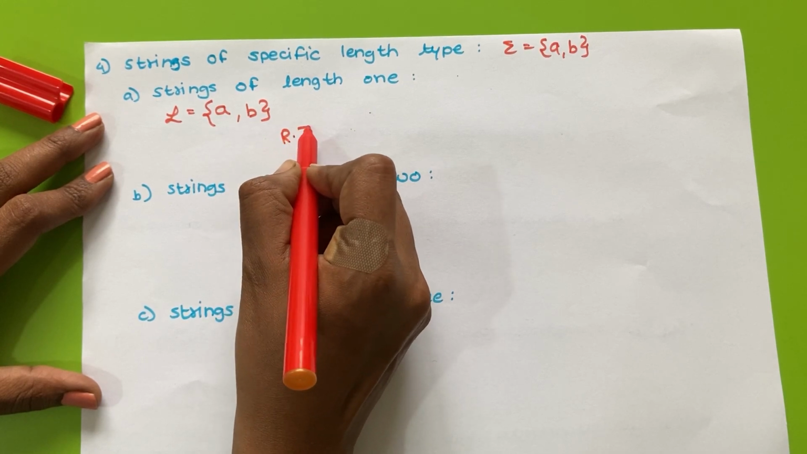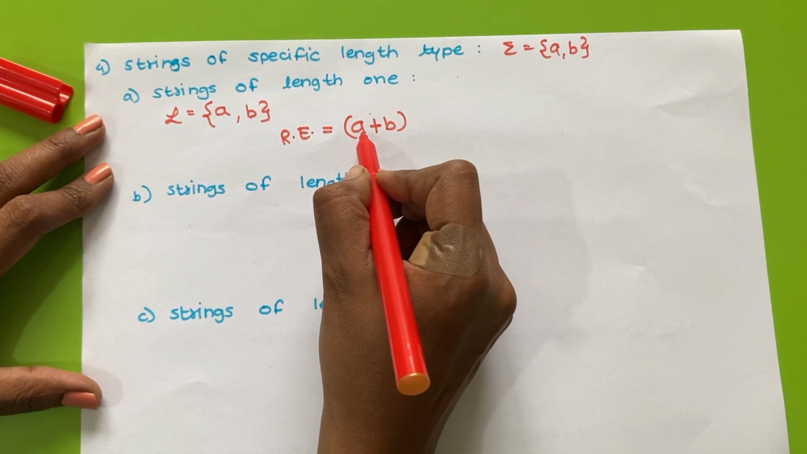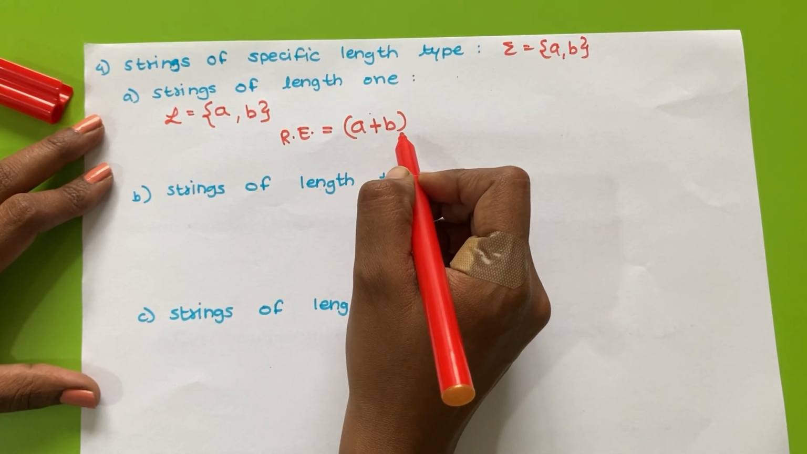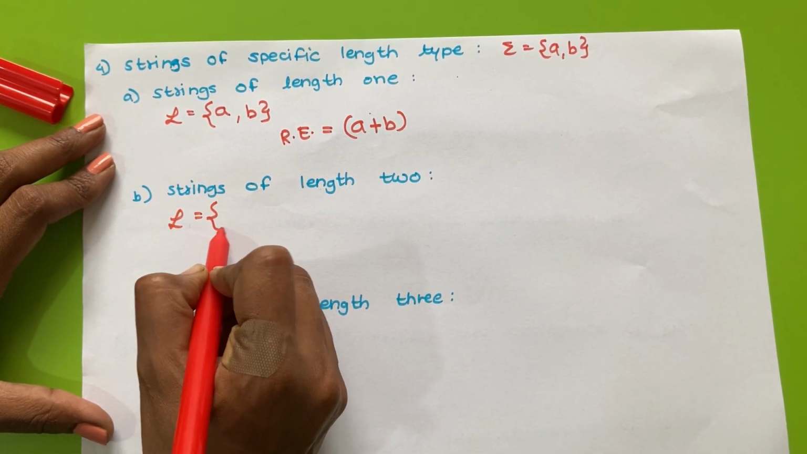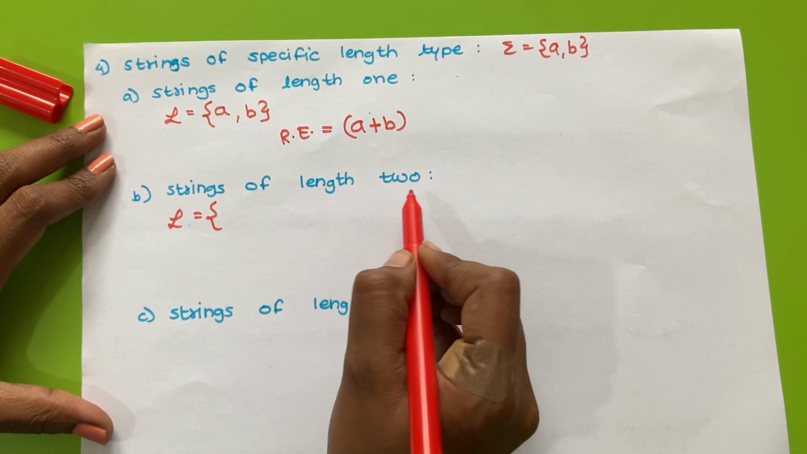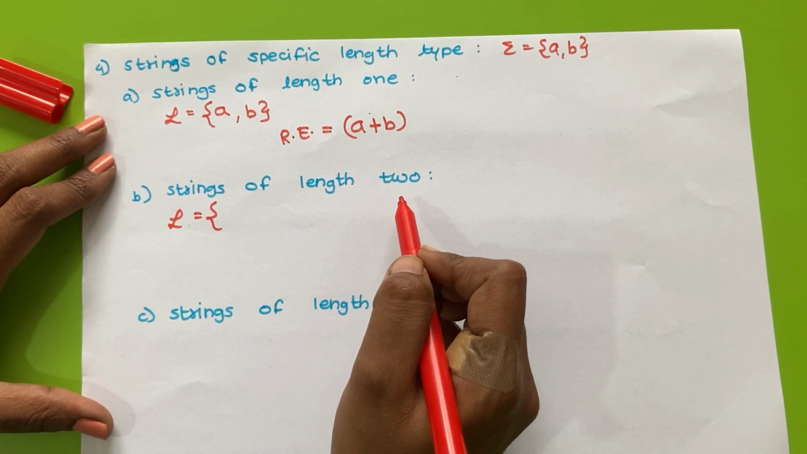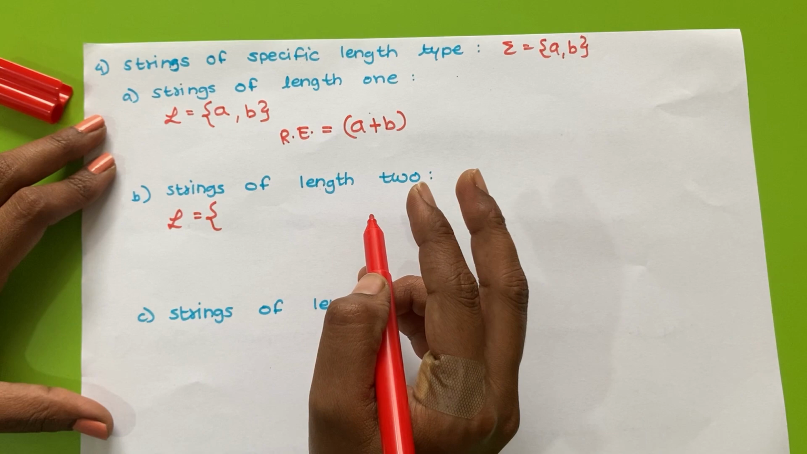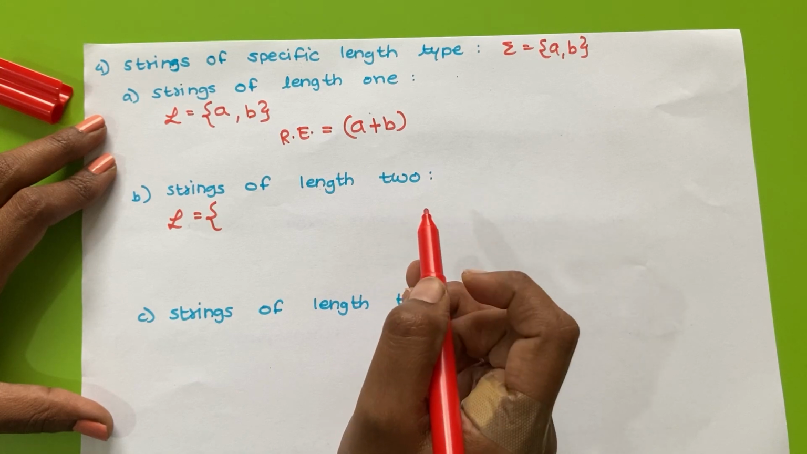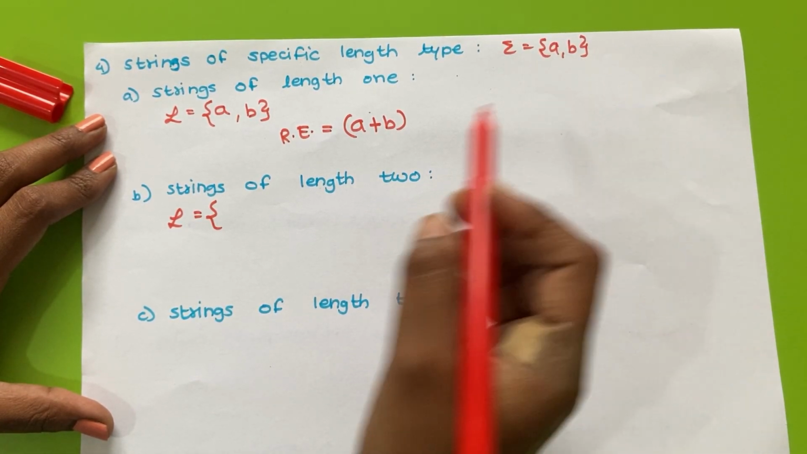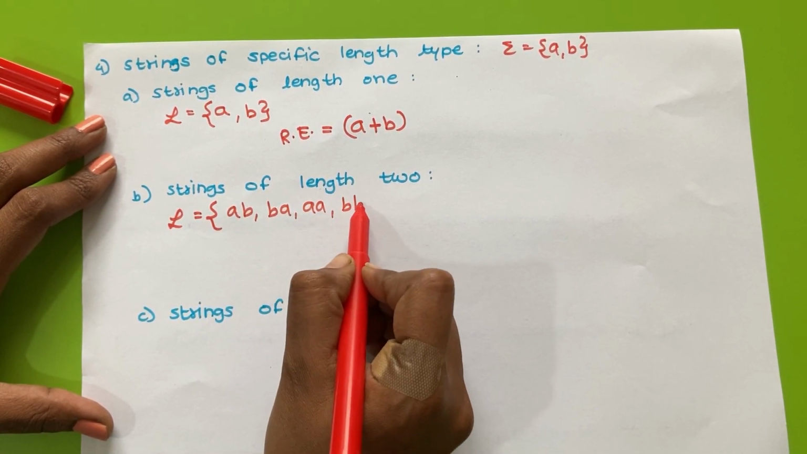So what will be the regular expression for this? That is nothing but a+b, meaning either we can have a or we can have b. Now next, strings of length 2. We don't know what is the combination of a and b. In the total string we want 2 alphabets only, because length is 2. What those alphabets are we don't know. Sigma is given as {a, b}, so that can be ab or ba or aa or maybe bb.